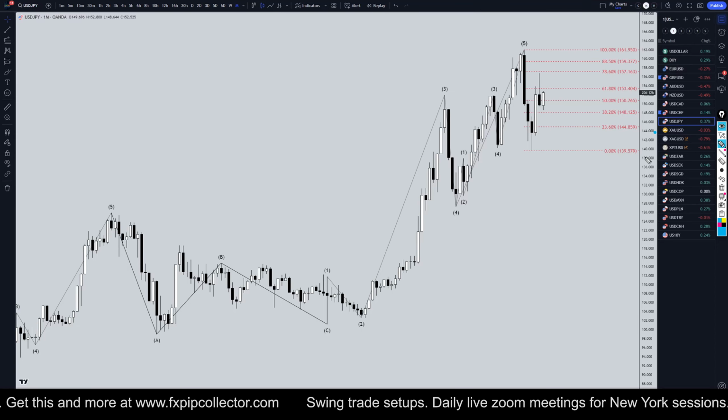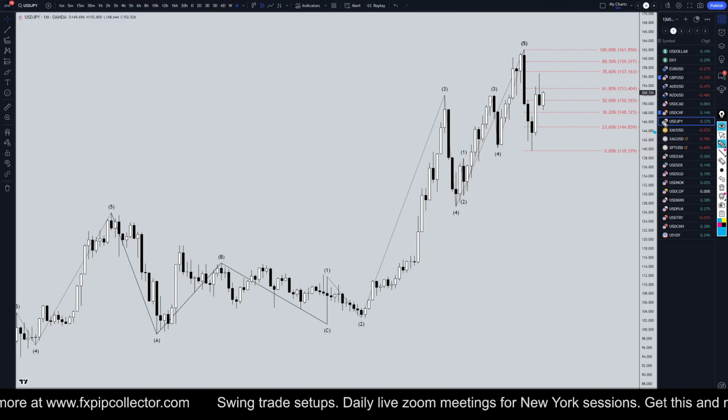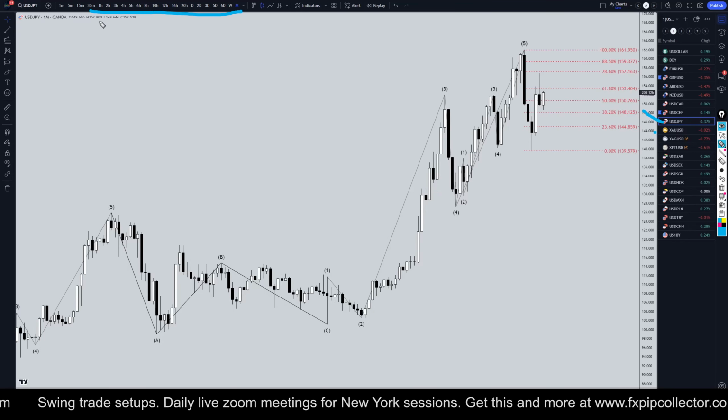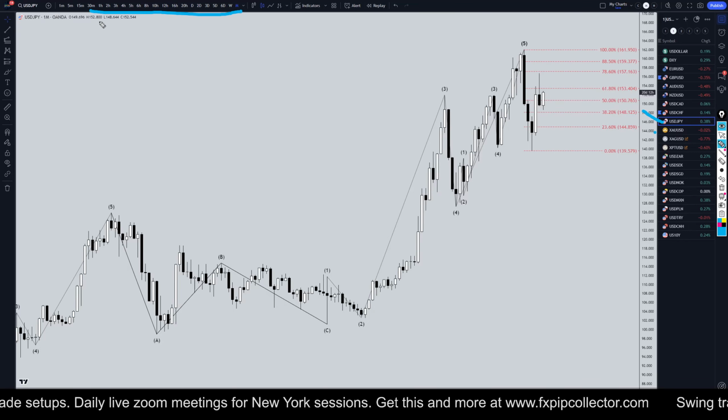Today is Wednesday, December 11th, and I'm going to be analyzing the US dollar yen, starting on the monthly, working my way all the way down to the 1 hour time frame for the full top-down analysis.